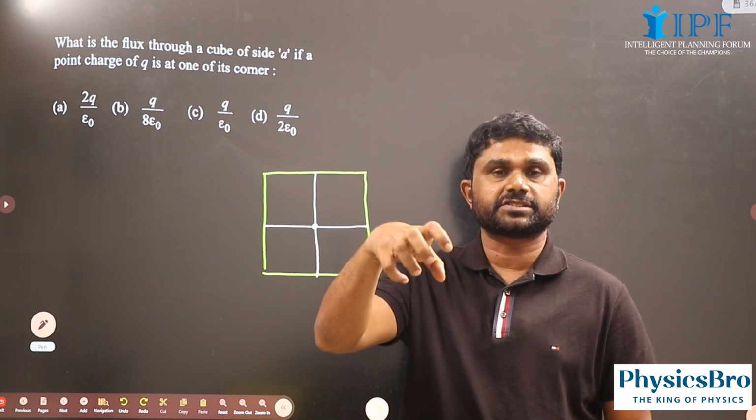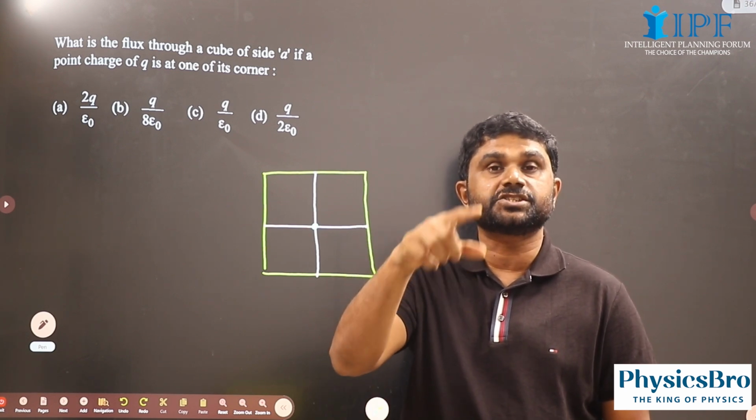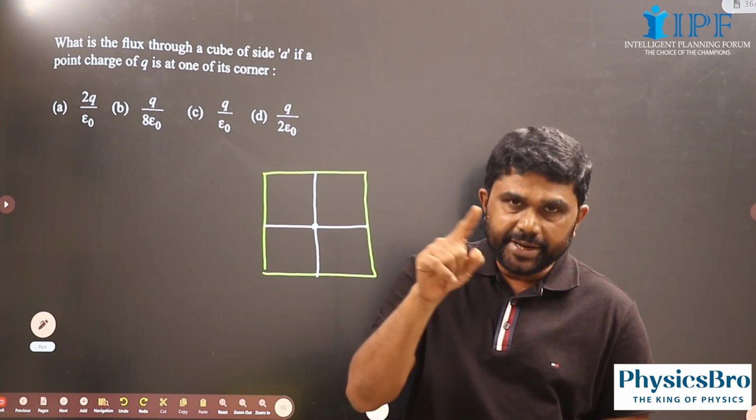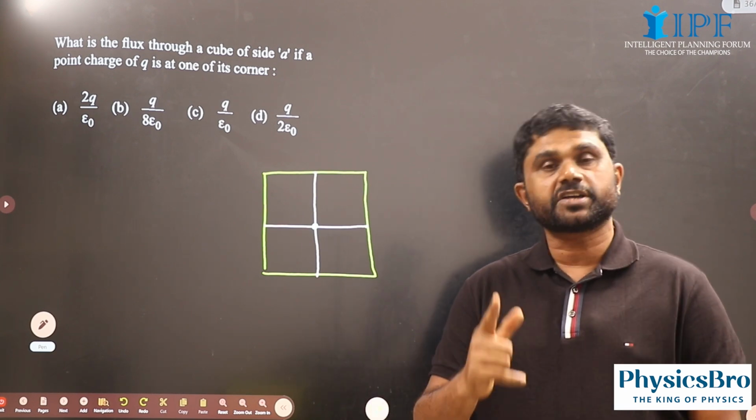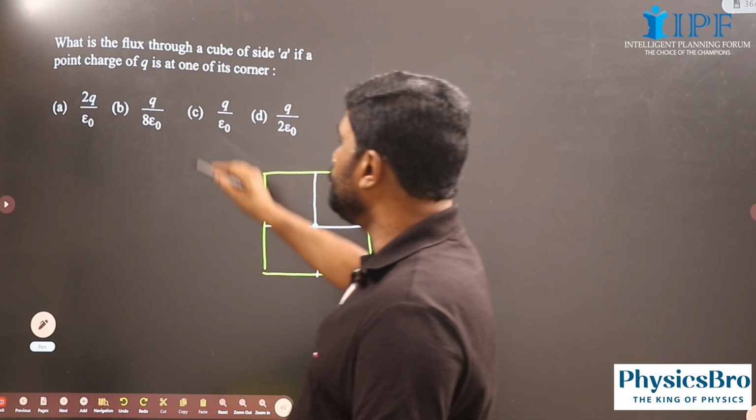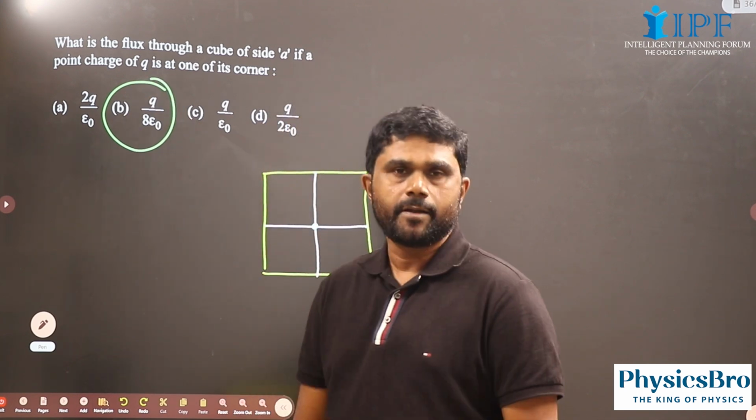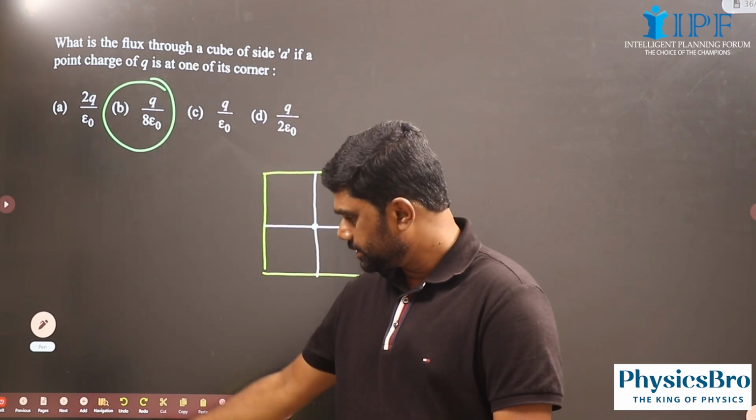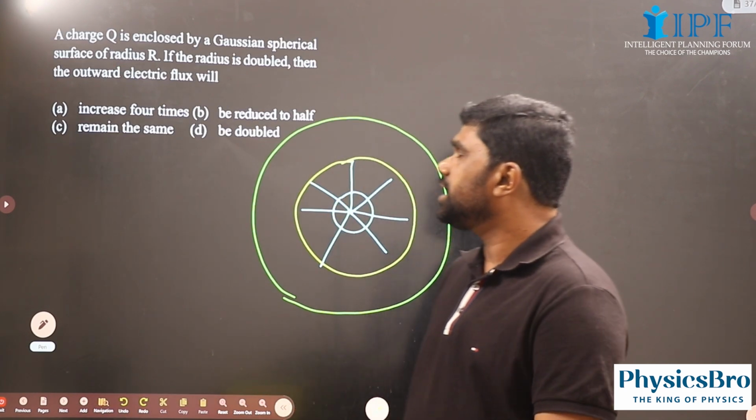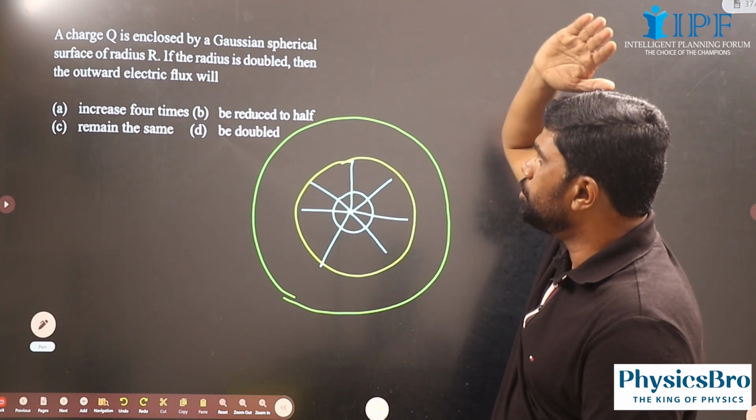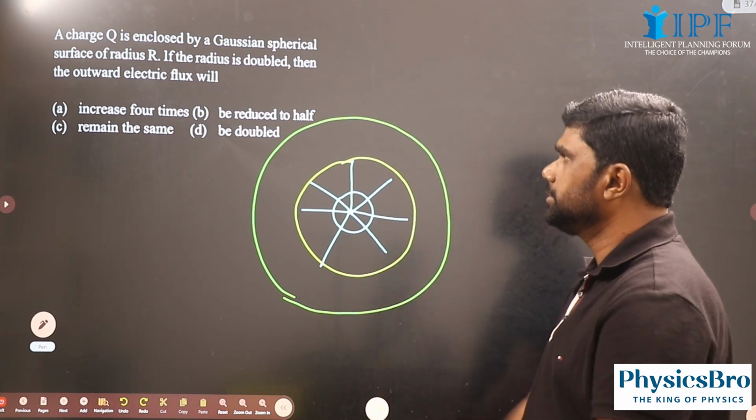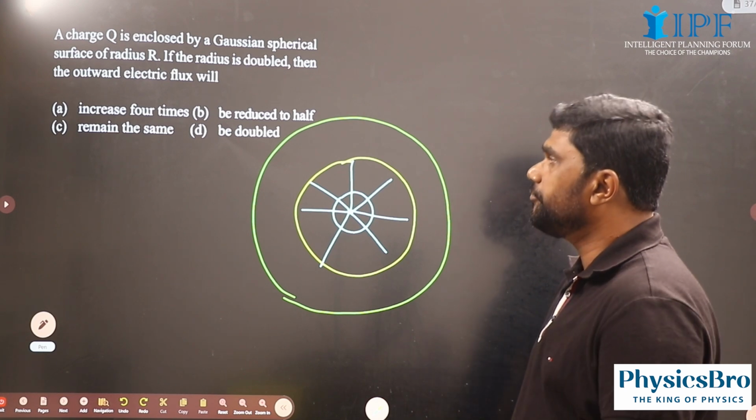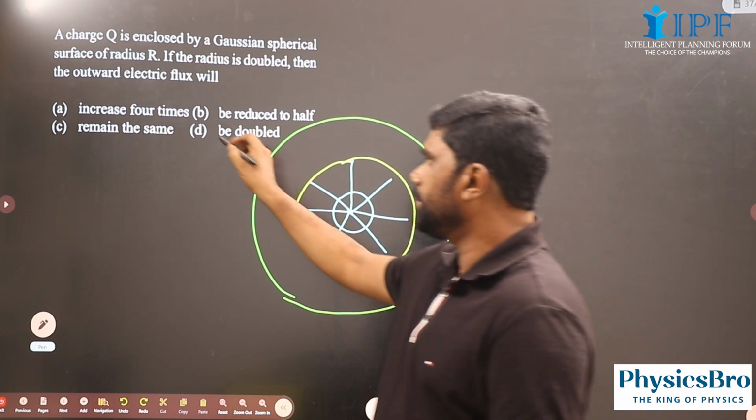The total flux coming out of this charge is q by epsilon 0. It will be distributed symmetrically among the 8 cubes, so that the flux through each cube will be q by 8 epsilon 0. Okay, now let's see the next question. A charge capital Q is enclosed by a Gaussian spherical surface of radius r. If the radius is doubled, then the electric flux will remain the same.